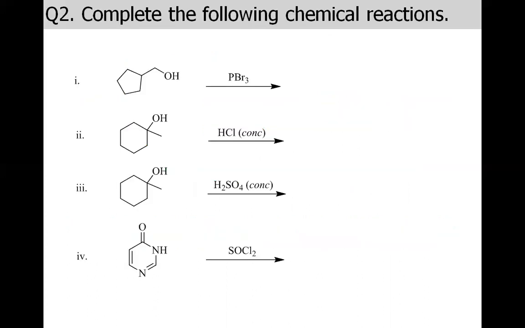Now let us discuss question 2. We are simply asked to complete the chemical reactions, that is, to draw the product. The first part of the second question is the treatment of this primary alcohol with phosphorus tribromide, and obviously this hydroxy will be replaced with bromine and we will have this haloalkane. For the second part, again this hydroxy will be replaced, but this time with the chlorine of this HCl. So it is a conversion of alcohol into a haloalkane.